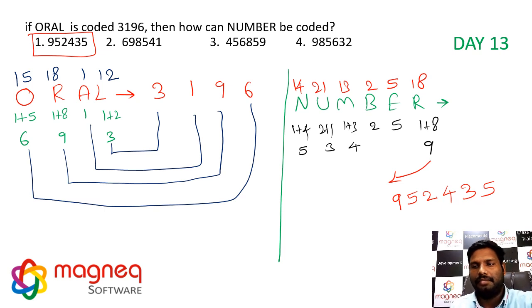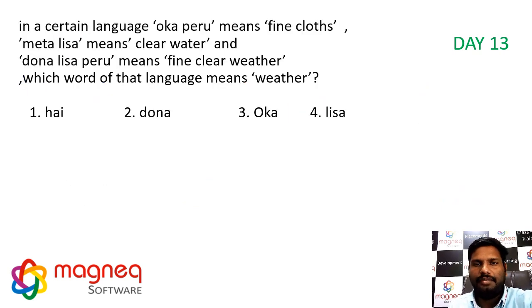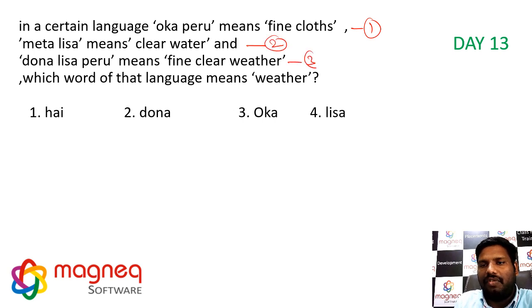First option. Next one. In a certain language, Oka Peru means fine clans, Meta Lisa means clear water, and Dona Lisa Peru means clear, fine, clear weather. Which word of that language means weather? So take the first one as equation 1, the second one as equation 2, and the third one as equation 3.